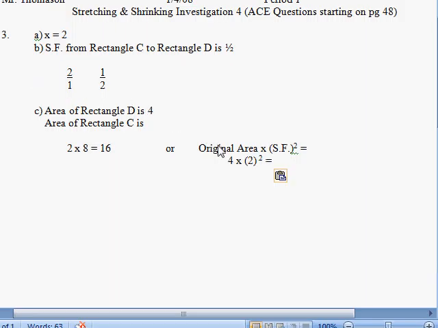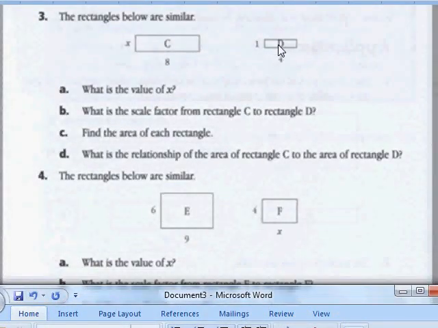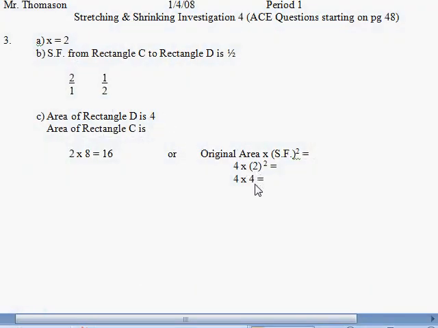Alright, in our case, since we used D as the original to get over to C, our original area was 4. The scale factor going to C was 2. So 4 times 2 squared would give us our answer, and I'll show you over here what it looks like. We used this as the original, 4, and the scale factor from here to here was 2, because this is the one we're trying to find out. So 2 squared is the same thing as 4, so 4 times 4 is 16. So the area of rectangle C is 16. Again, we showed you both ways.